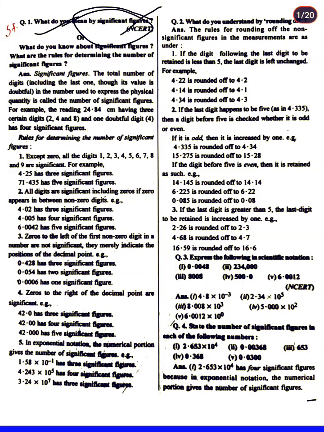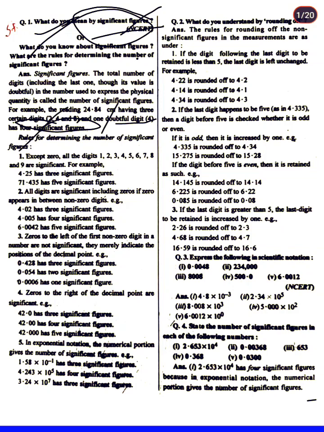Significant figures are the total number of digits, including the last one, whose value is doubtful, in the number used to express a physical quantity. For example, the reading 24.84 centimeter has three certain digits 2, 4, 8 and one doubtful digit 4, so it has 4 significant figures.